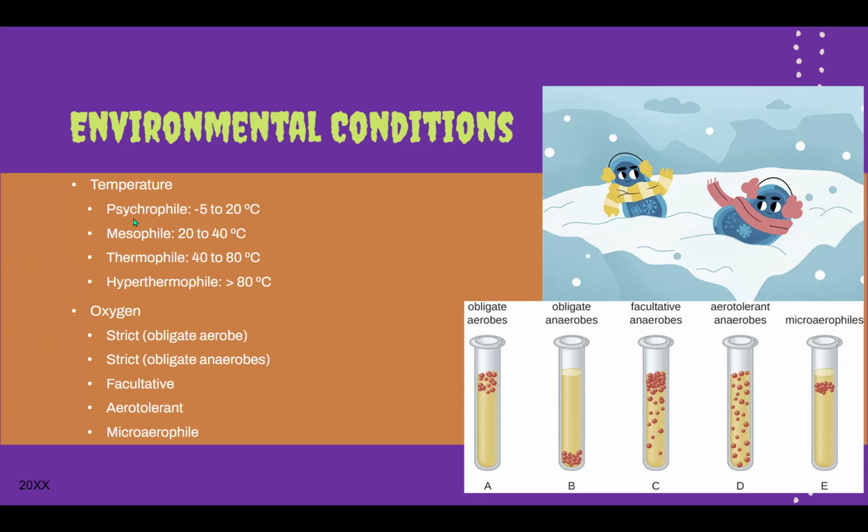So you might be given a temperature range and be asked, hey, what kind of microbe lives in this temperature range? Or it might be flipped, where I've seen Dr. Cotter ask, hey, what is a good temperature to grow a mesophile? And then you'd have the options of -5 to 20, 20 to 40, 40 to 80, and greater than 80 as your A through D. And then you want to pick the best one.